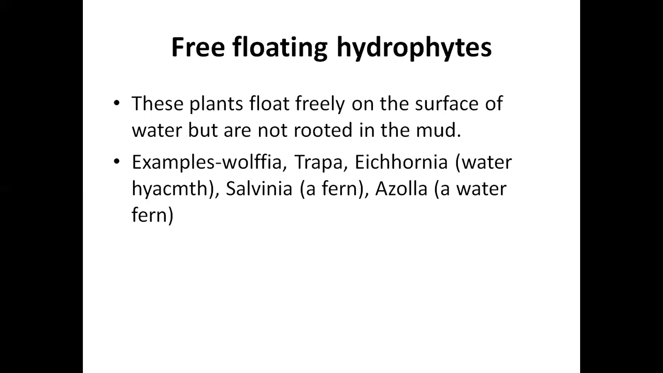For example, Wolffia, Trapa, Eichhornia, Salvinia, Azolla. Salvinia and Azolla are ferns, pteridophyte hydrophytes. And Wolffia is the smallest flowering plant. So these are the different varieties of the free floating hydrophytes. They float on the topmost layer. They float on the surface of the water with their root system also floating on the surface.